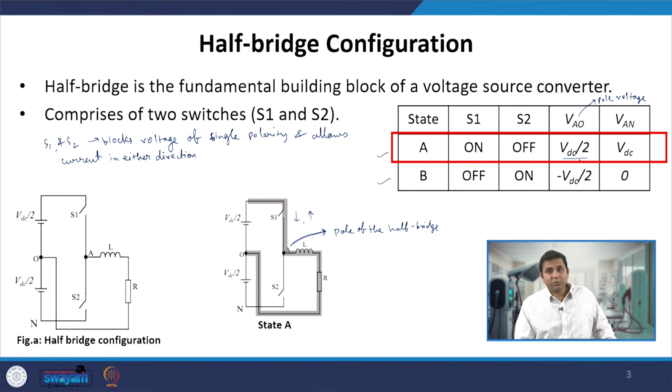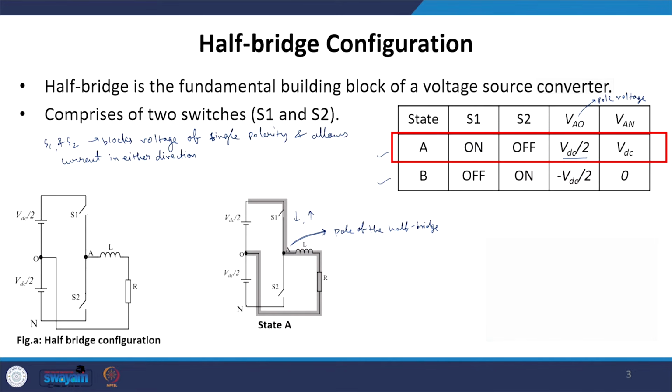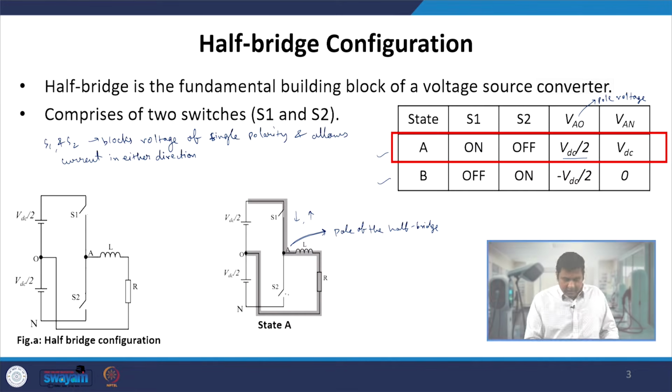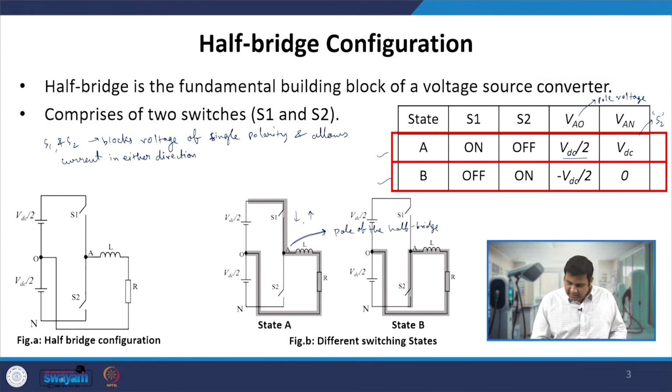Now the pole voltage is VDC by 2, and if we see VAN, where N is the negative terminal of the DC link, VAN is nothing but VDC, and it appears across switch S2. Now if we take the next state, let me write this one on here, the pole of the half bridge.